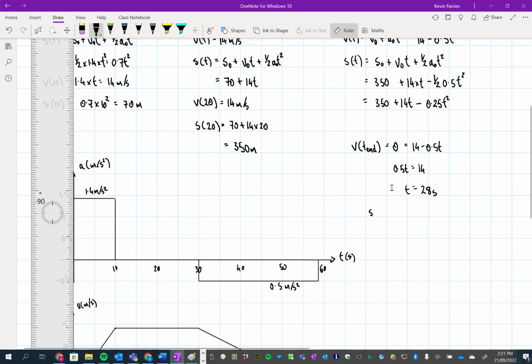So the displacement at the end of this last stage, so it's going to be S of 28. So remember, we reset the time. So we're just putting this as the time from the start of the stage. It's going to be equal to 350 plus 14t minus 0.25t squared, which is equal to, I need to put in what t is, so 350 plus 14 times 28 minus 0.25 times 28 squared.